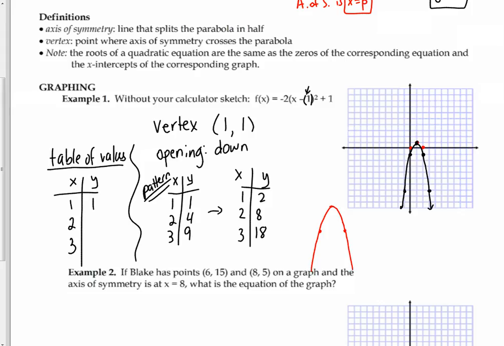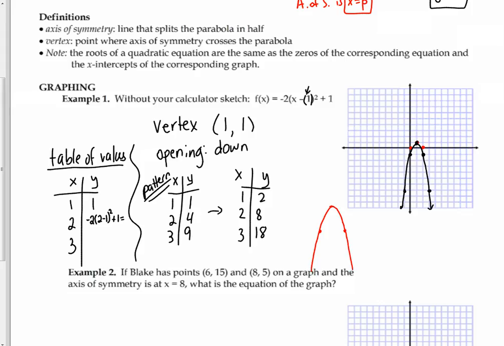So sub 2 in, negative 2 times 2 minus 1 squared plus 1. So plugging your x's 2 in and actually getting that point. That's the other option if you're not using your graphing calculator. So 2 minus 1 is 1 squared. Negative 2 times 1 is negative 2 plus 1 is negative 1. So notice 2 and negative 1. There's that point. And we know it's symmetrical.